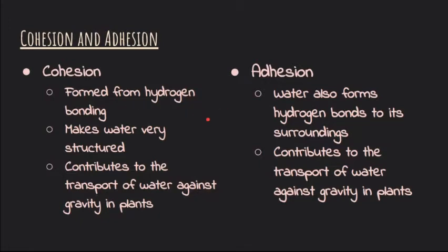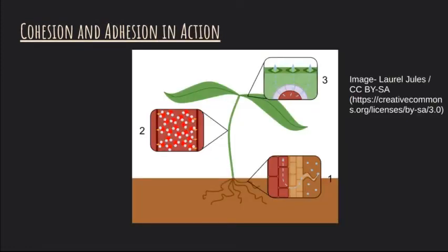Both cohesion and adhesion play a role in helping transport water against gravity in plants. Now I have an image of how that works. So this is water inside of this plant's stem, and you can see that cohesion is happening between these water molecules, between the hydrogen of that water molecule and the oxygen of another water molecule. And adhesion is also happening because it's sticking to the sides of that stem.